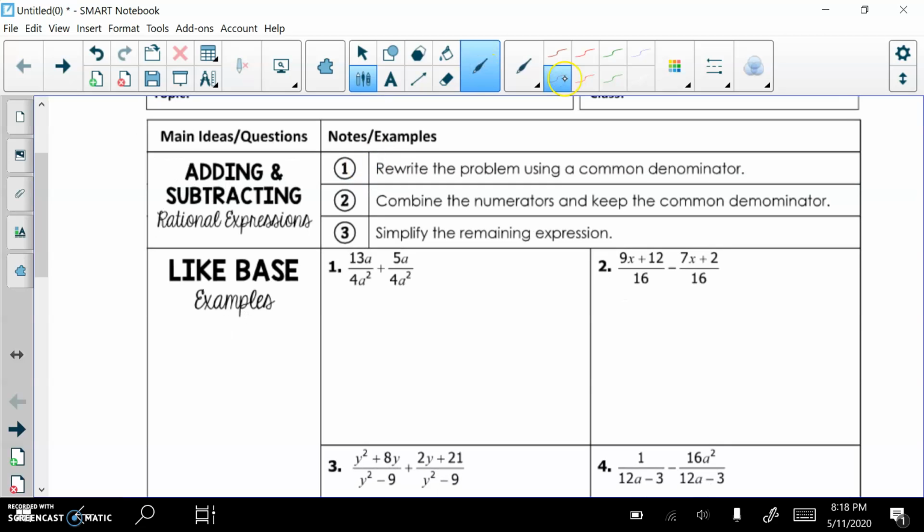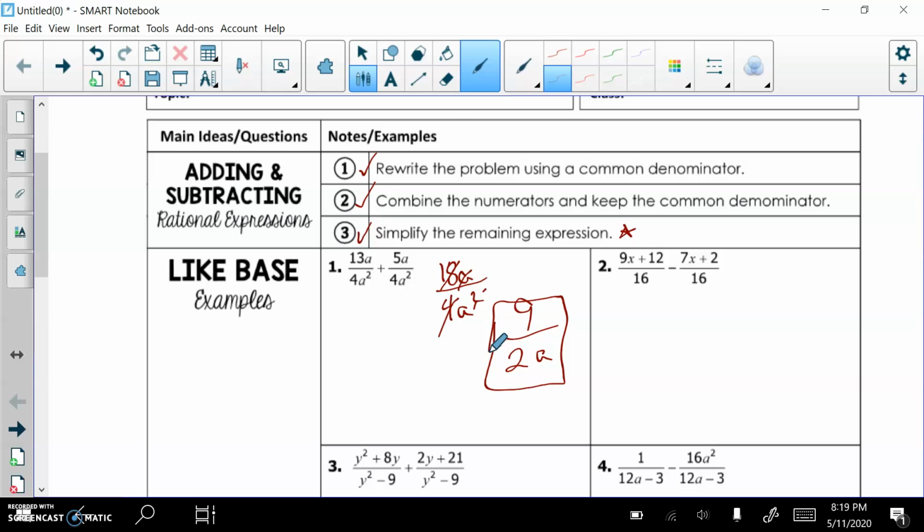Not a whole lot to worry about on the first few questions because we have like bases. So rewrite the problem with a common denominator, combine the numerators. We're ready to do that because we have the same denominator. And that gets us 18a over 4a squared. Just like any adding of fractions, you don't add the denominators. And then you have to simplify what's left. So a with a squared, 2 goes into 18 and 4. You're left with 9 over 2a. It seems all fun and nice right now, but it gets weird.